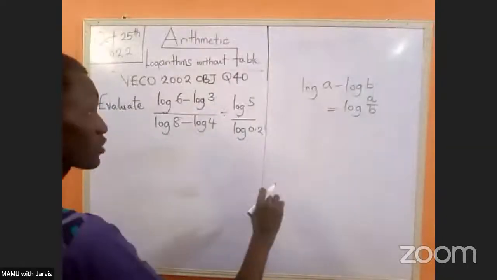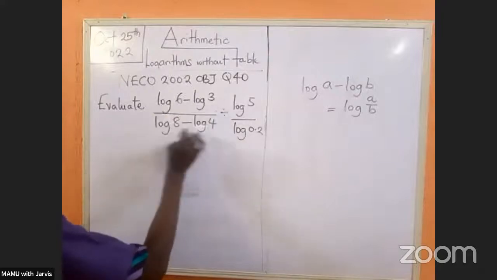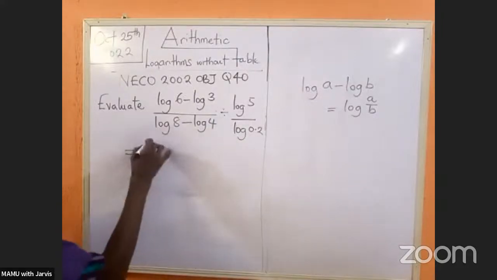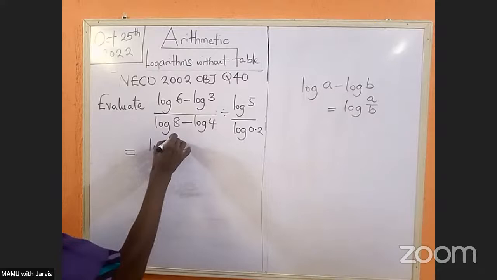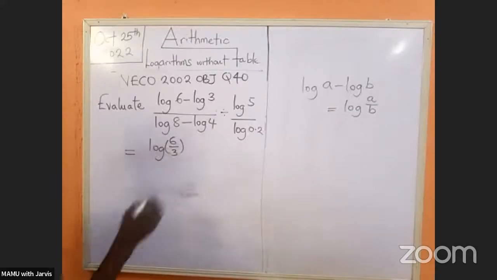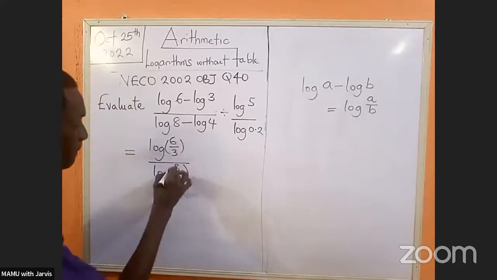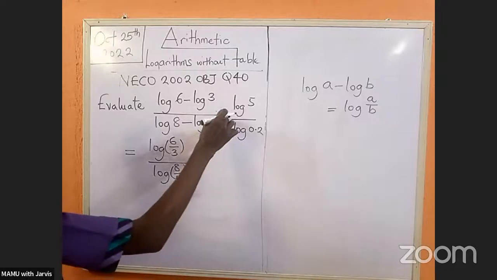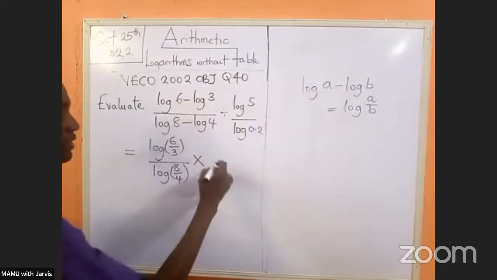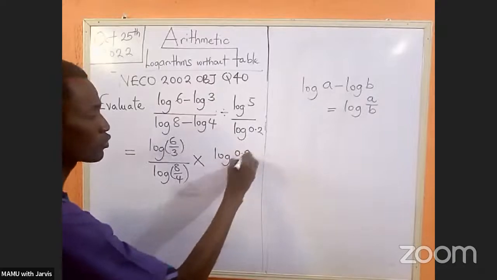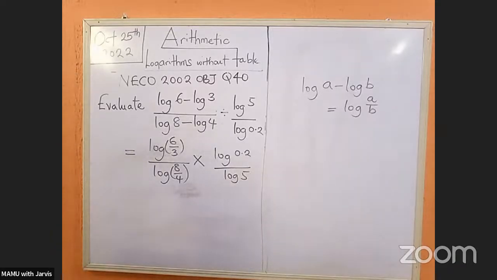So I'll be applying two ideas together. This is one place of interest for me, and this one is another. So I'm going to write this as log 6 over 3. Remember, if we subtract logarithms, we're essentially dividing the numbers. I'll take care of this one, log 8 over 4. The division sign here means that if I introduce a multiplication sign, it will toggle this. So this becomes log 0.2 over log 5.